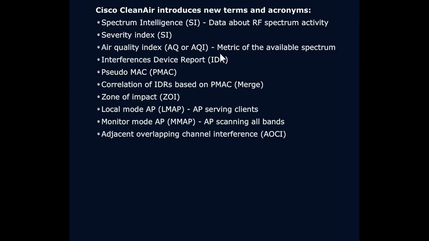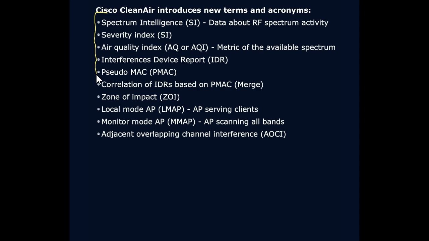So, some key terms that we're going to recognize. Spectrum intelligence is what we're gathering. We're going to evaluate sources and give them a severity index number. We'll give our access points an air quality index number to say how good our access point's doing. Each device is going to have an interference device report to relate to that device.